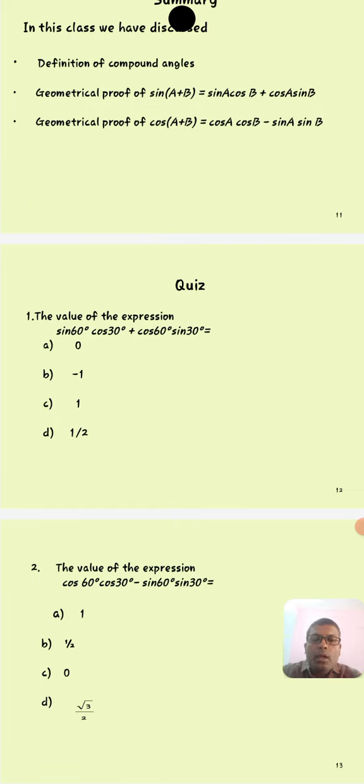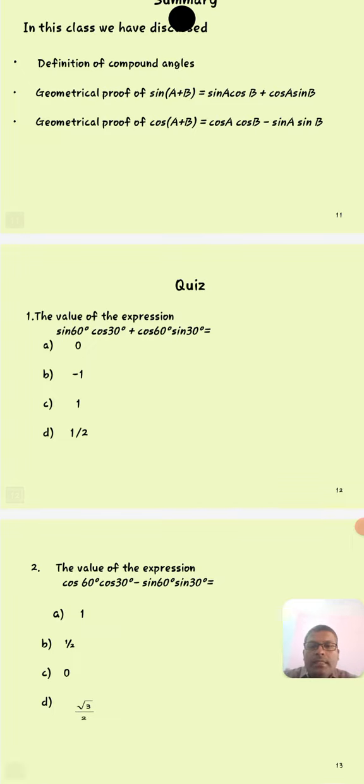Sin A cos B plus cos A sin B. What is the formula? Sin of A plus B. Then write the A value as 60 degrees and the B value as 30 degrees. Sin 60 plus 30, sin 90 degrees is there. Sin 90 value is what? 1. So option C is the answer of the given question. Are you clear? So here what is the suitable formula we apply? Sin A cos B plus cos A sin B, that is equal to sin of A plus B.